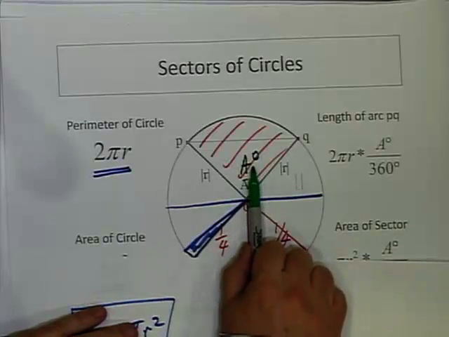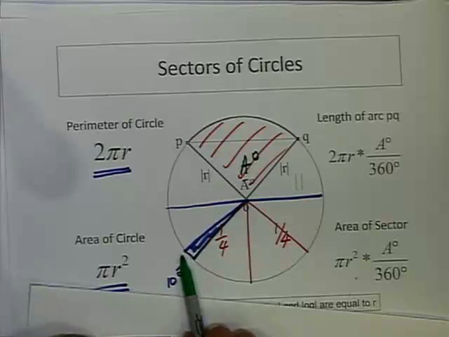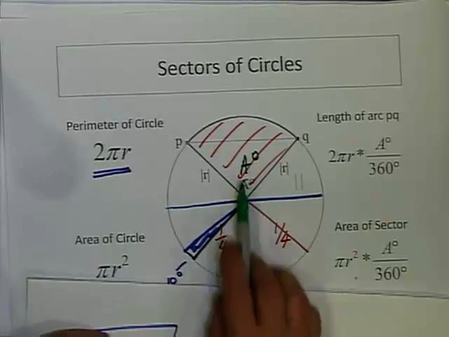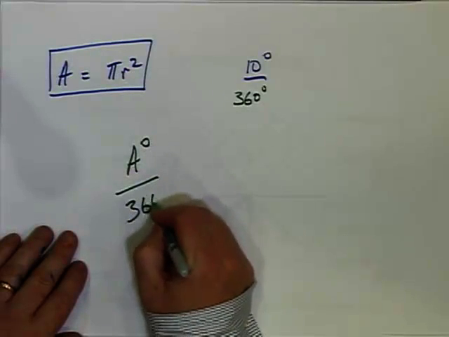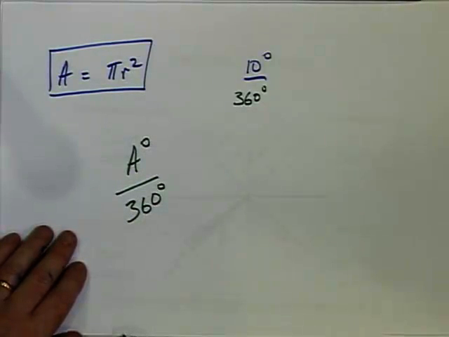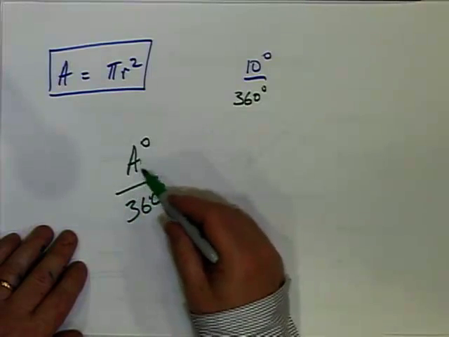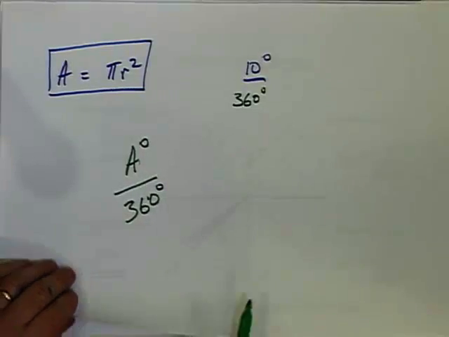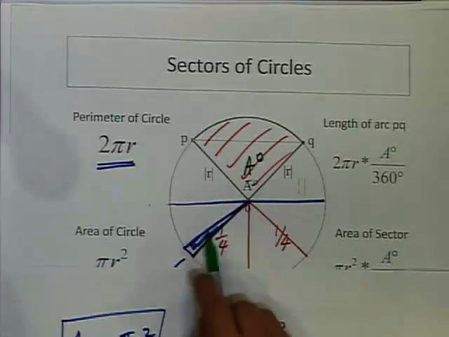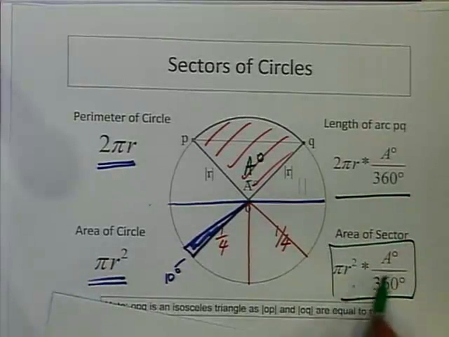Well, if it was 90, you'd say it would be a quarter of the pizza, wouldn't you? If it was 10 degrees, you'd say it was a 36th. If it's A, it's whatever A is divided by 360. Because if A is 10, it's a 36th. If A is 90, it's a quarter. If A is 180, it's half. And if A is 360, it's the whole pizza. So the ratio is just A over that. So the area is pi r squared as before times A over 360.